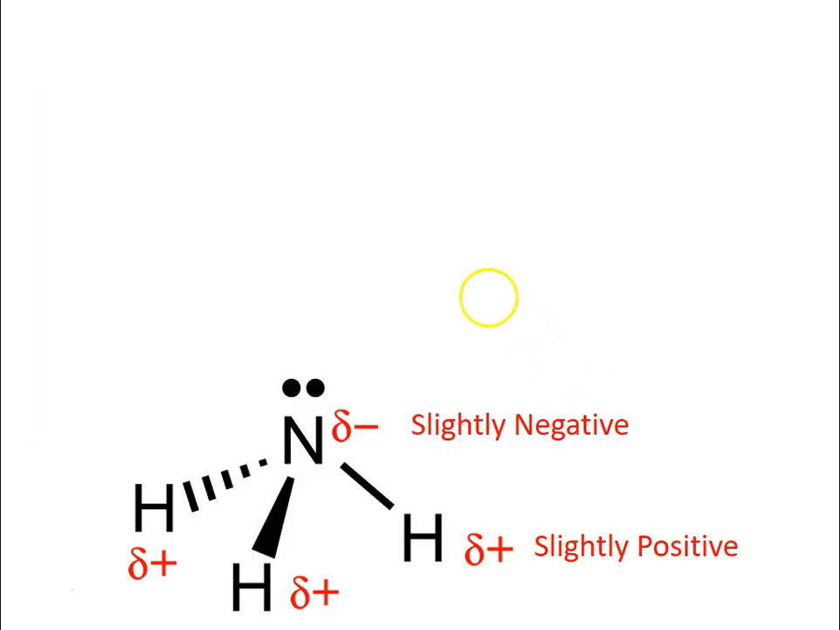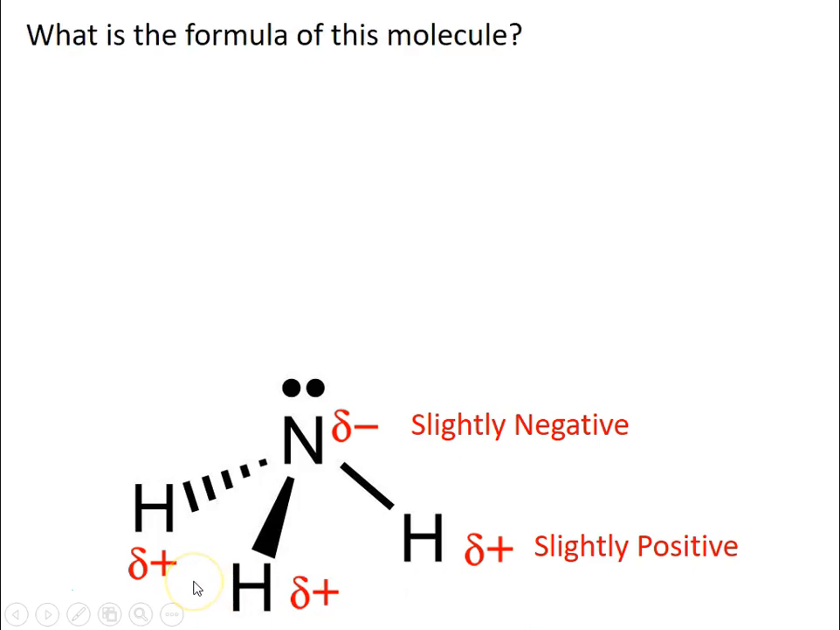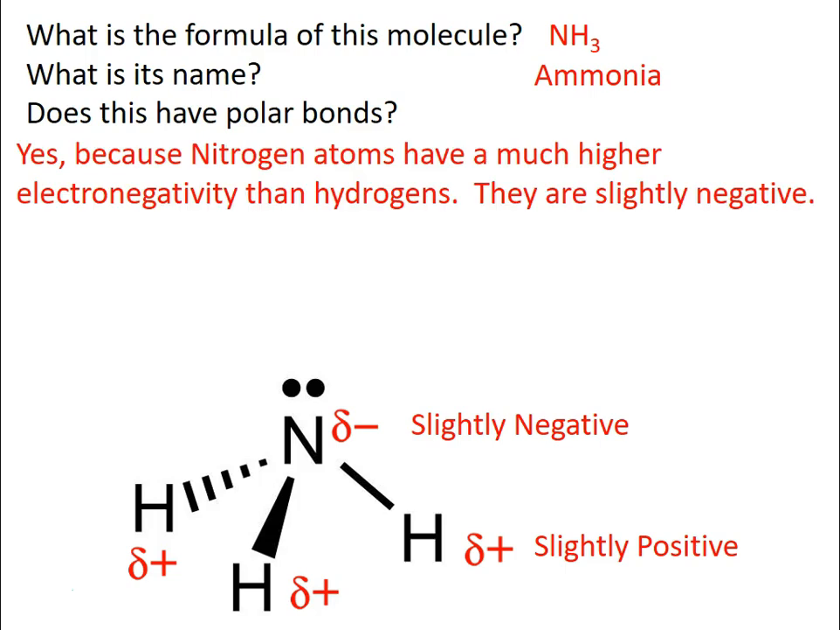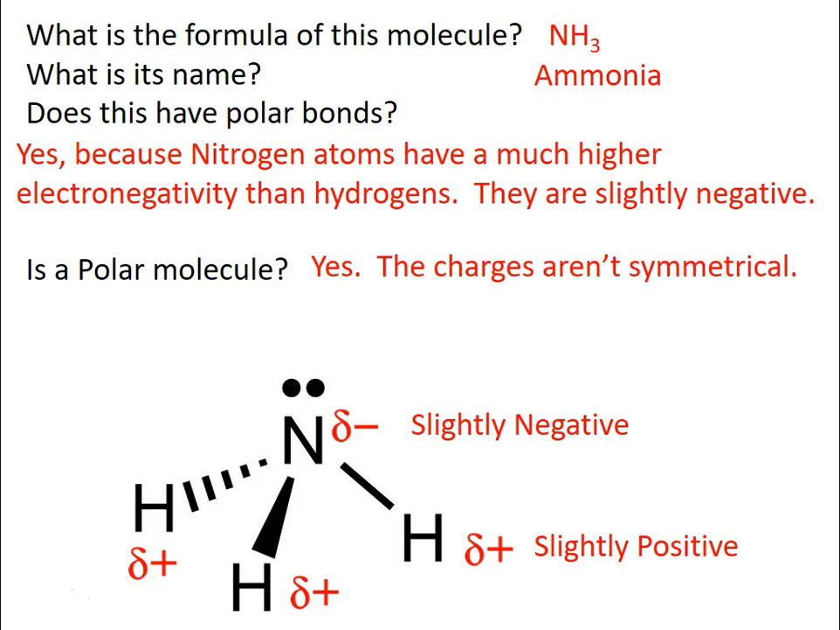Alright, this is ammonia. So we've got polar bonds here. Each of these is a polar bond. And the electrons are spending more of their time up this end of the molecule, so that's slightly negative. This end down here is slightly positive. So ammonia is a polar molecule because the nitrogen is more electronegative. And the charges, the polar bonds, aren't symmetrical. Does it have a dipole? Yes, dipole, two poles. This is the same thing as saying it's a polar molecule.